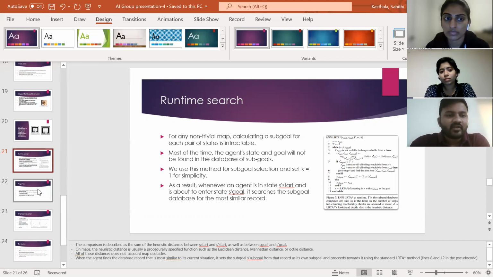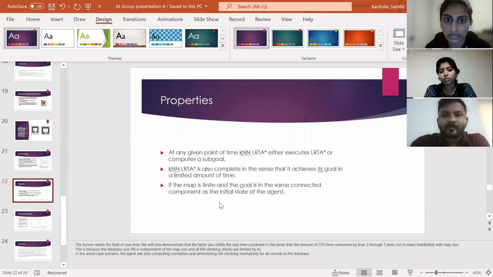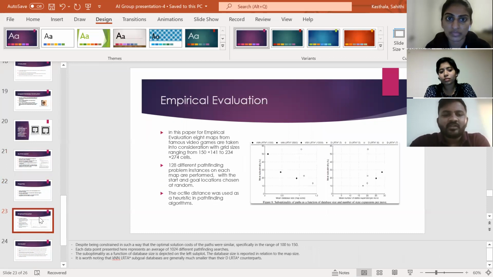Now, in the next slide, you can see the empirical evaluation. In this paper, for empirical evaluation, there are 8 maps that are considered from the most popular video games, like Warcraft and others. The maps range between 150 by 141 and 234 by 274 grid cells. 128 different pathfinding problem instances are created for this testing purpose.